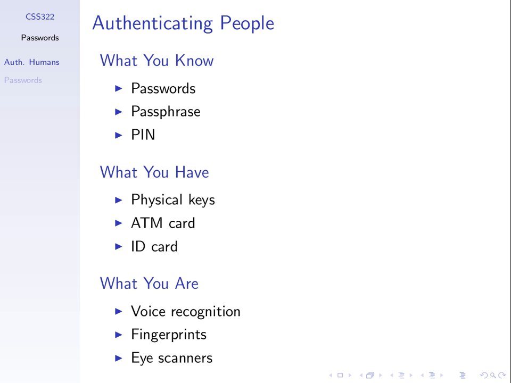And what you are, based on characteristics of the human body, normally, based on your voice, based on fingerprints, eye scanners. So they're the main ways that we can authenticate people.